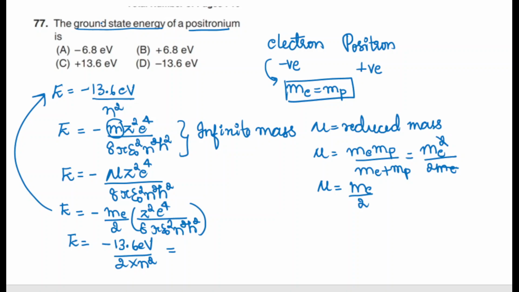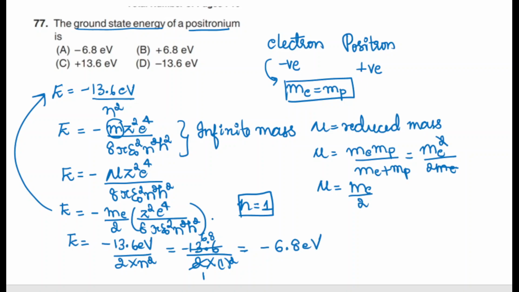Now ground state they are asking, so what will be the n value? If n is equal to 1, we call it a ground state, right? So energy is equal to minus 13.6 divided by 2 into n square, that is 1 square, which will be 1. So if I divide, 2 sixes are 12, 2 ones are 2, it will be 6.8. The solution is minus 6.8 electron volt. So which is the right option? Option A is the right option. I hope everyone understood this solution.